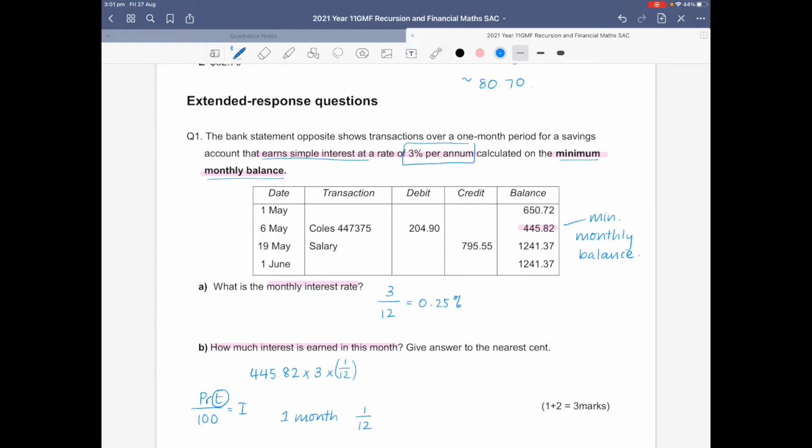If you're putting this into your CAS, please be careful. It's very easy to not include the brackets and then ultimately stuff up your answer. Then I'm going to divide all of this by 100. So then that's going to give us an answer of $1.11.